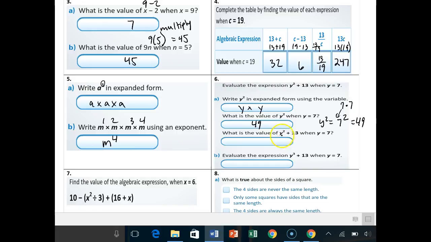So now, what is the value of y squared plus 13? So we have y squared plus 13 when y equals 7. So you have 7 squared plus 13. We already know that 7 squared is 49. So basically, you're just doing 49 plus 13.